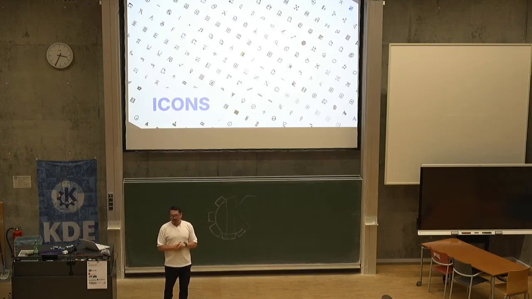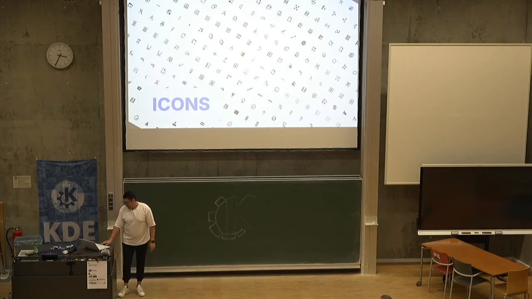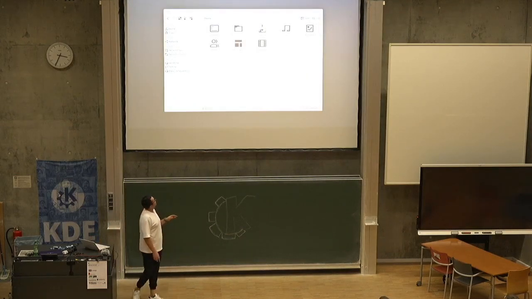I mean, how many icons do we have in the Breeze library? Like 1,600, something like that. That's how many we have here. So it's a lot of work. And this is kind of how it looks on the system right now.